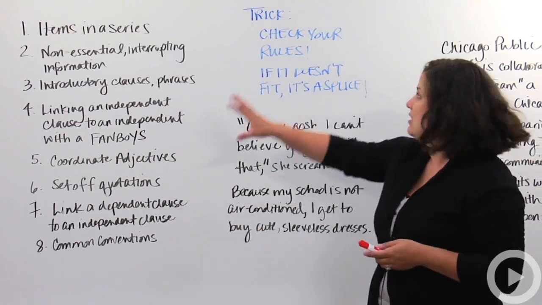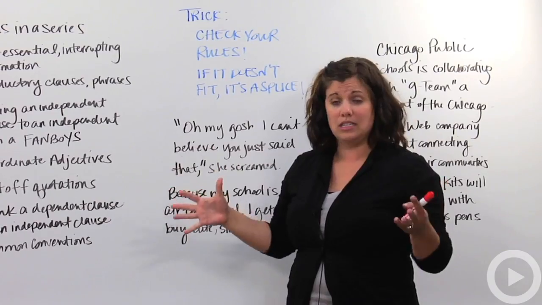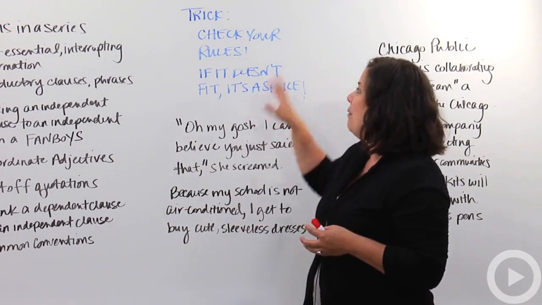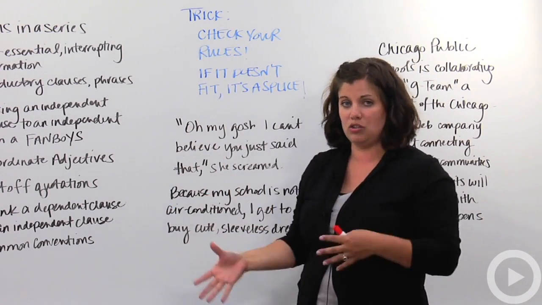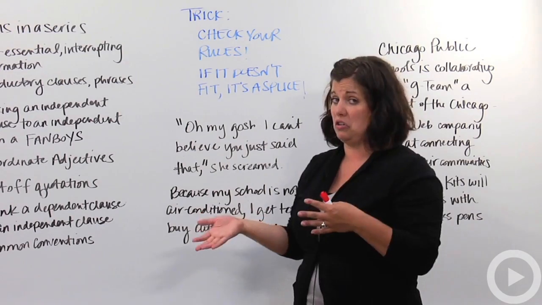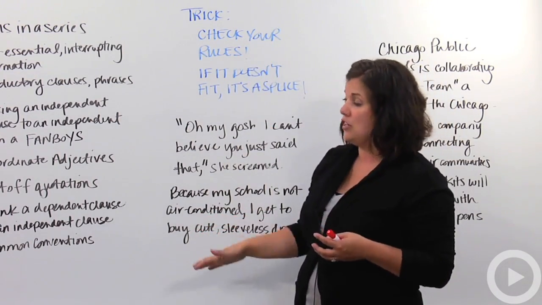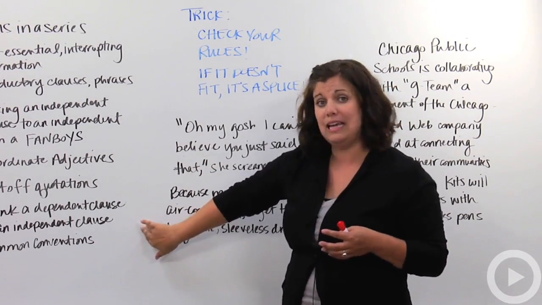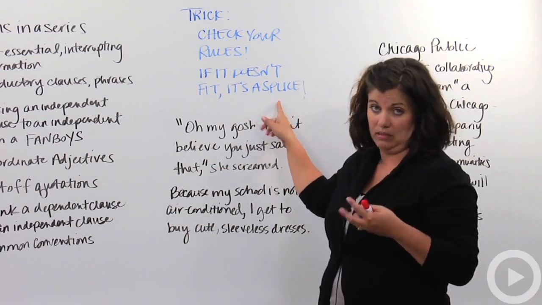So let me talk to you about one trick that I have. And I admit it's not the super easiest one because it's not going to help you remember all of those rules right away. But the one thing I can say is that you got to use these rules to make sure you should be using a comma or to make sure you shouldn't be using a comma. So the bottom line is check your rules. If you're not sure whether a comma should be there or not, see if it matches up to one of these 8 things. If it does, you're good to go. If it doesn't, you've got a comma splice.